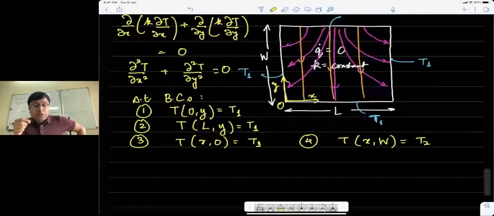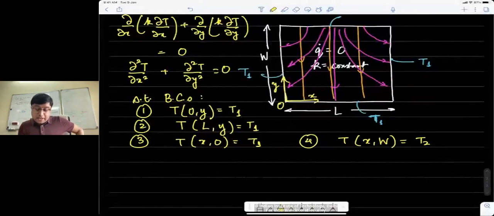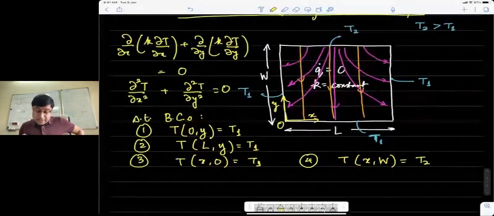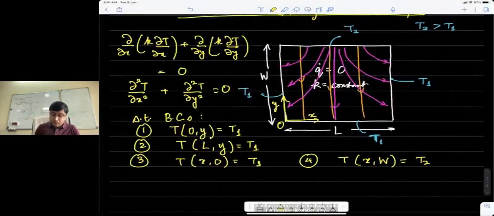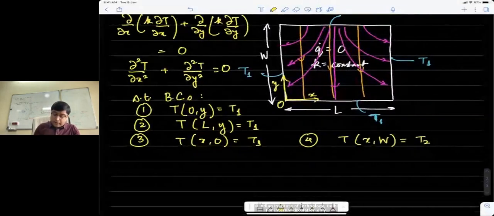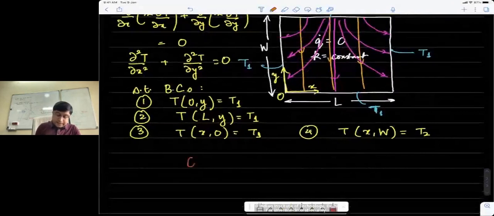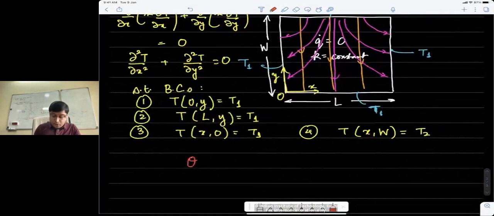And the other special thing about this is that the boundary conditions are fairly simple. I have been given temperatures, and specifically, I know that there are three surfaces which have the same temperature. So I'm going to exploit this aspect in trying to obtain a solution using the analytical way. So what I'm going to do is define a new variable, theta, which would be defined as (T minus T1) by (T2 minus T1).